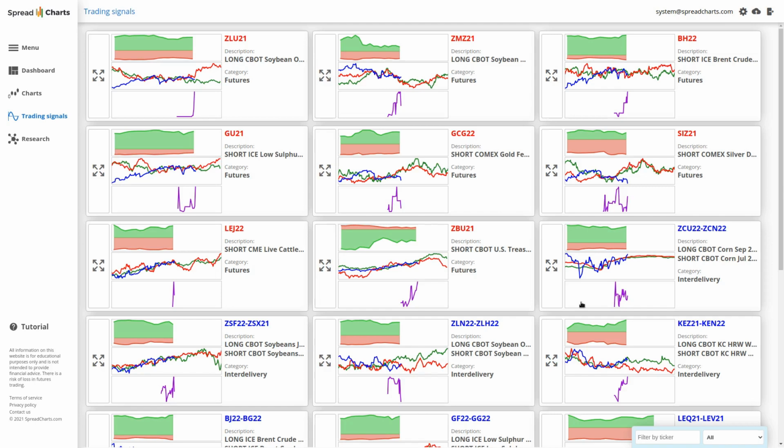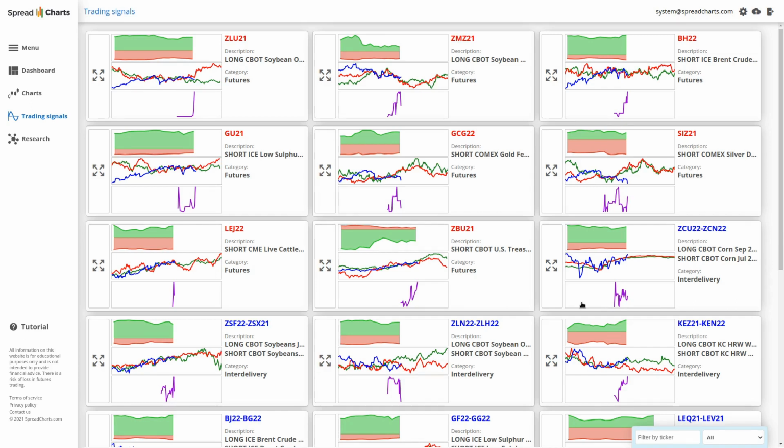Another reason is that some of the data that serve as an input into the machine learning model is published weekly. For example, the commitments of traders data that's released on Friday's close. That's, by the way, the reason why we decided to generate new signals on Saturday.